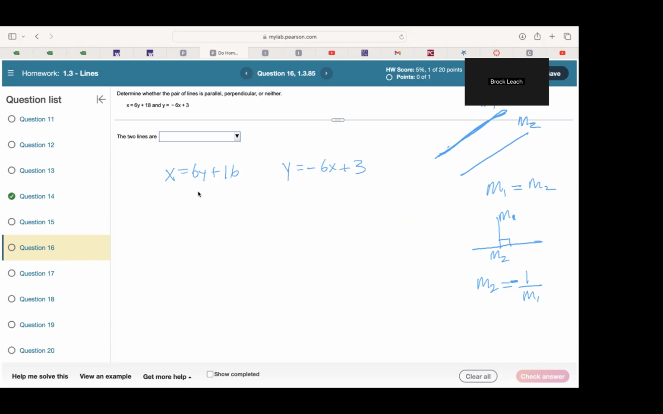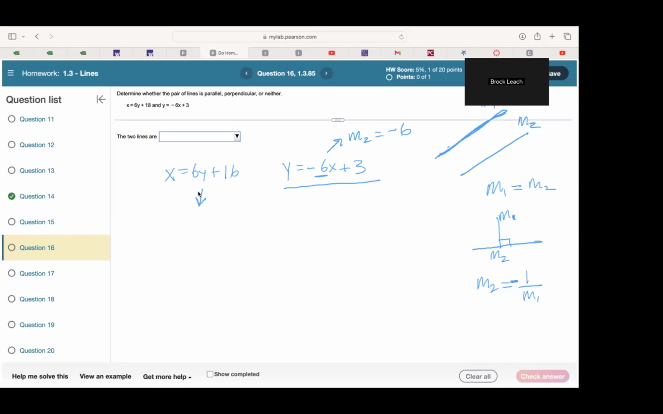Well, there's a couple ways we can figure out the slope of each. This one is in slope-intercept form. So I know that the slope here, we'll call it M2, is negative 6. It's the coefficient of x. This one is not in any of our forms. I can solve this for y, and that's one quick way to find the slope. I can also put it into, this is the lesser known way, standard form where x and y are on the same side.